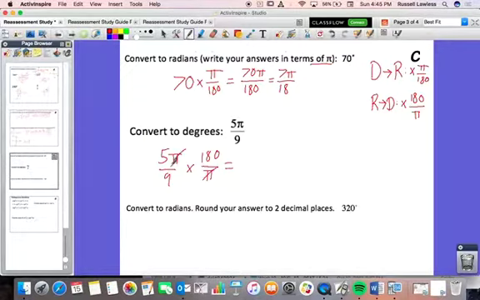The pi's will cancel out. So we'll have 5 times 180, which is 900. And we're going to divide that by 9. Coincidentally, 9 goes into 900, so that should simplify to 100 degrees.